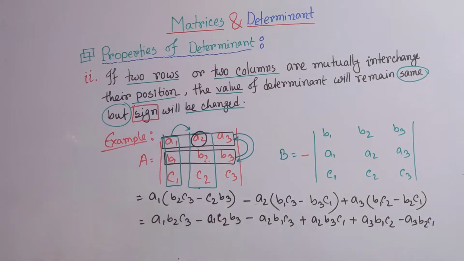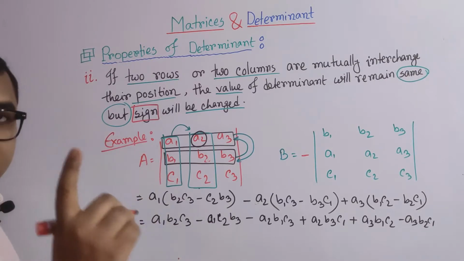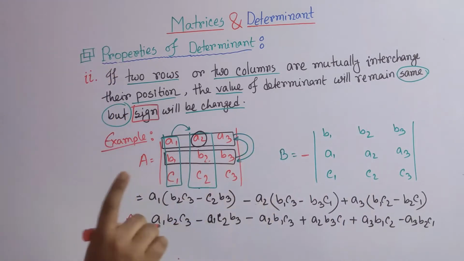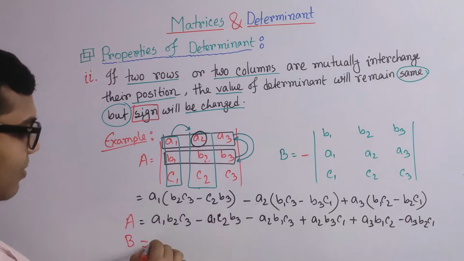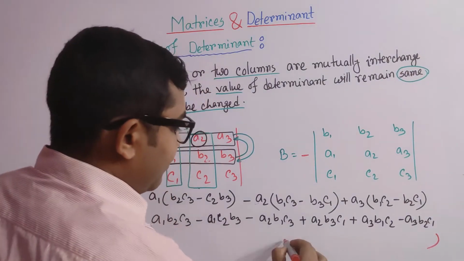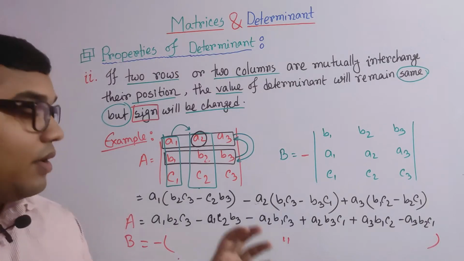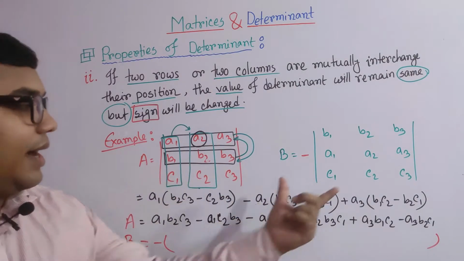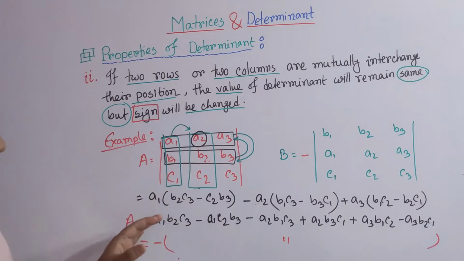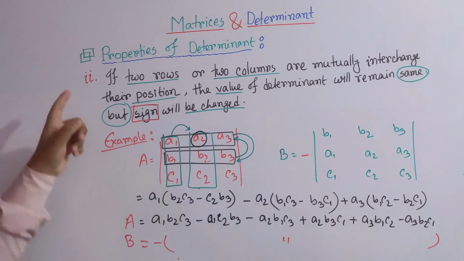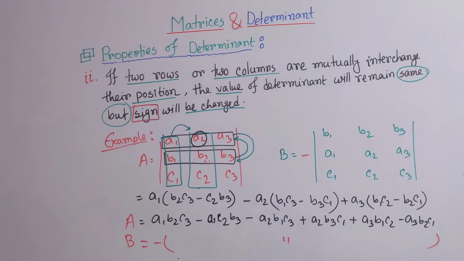So here we have actually got a value of A, and it's your homework to find the value of B. You will see exactly this part, but before it a negative sign will come. I think you can understand how we can find the value of it, and we will just get the same value but with the opposite sign. I think you can understand formula number 2.